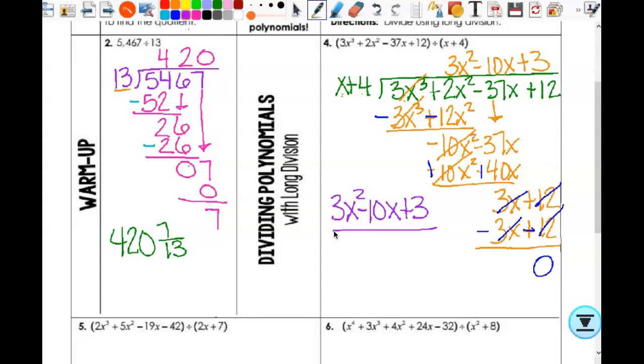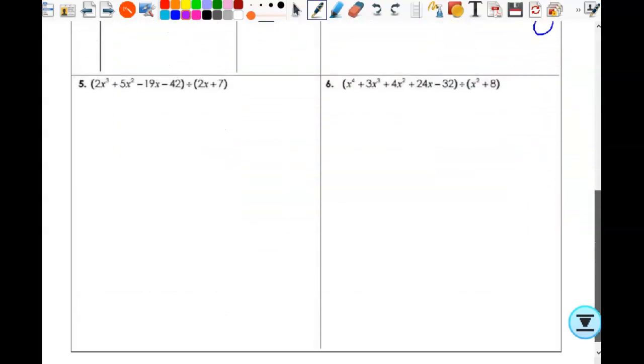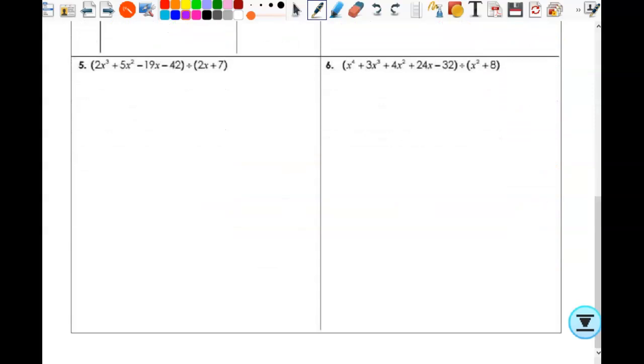Okay, let's look at number 5. So again, the difference here between 4 and 5 is that 4 had an a value of 1 here, and this one does not. But we'll see that it doesn't really matter. 2x plus 7 divided into 2x cubed plus 5x squared minus 19x minus 42.